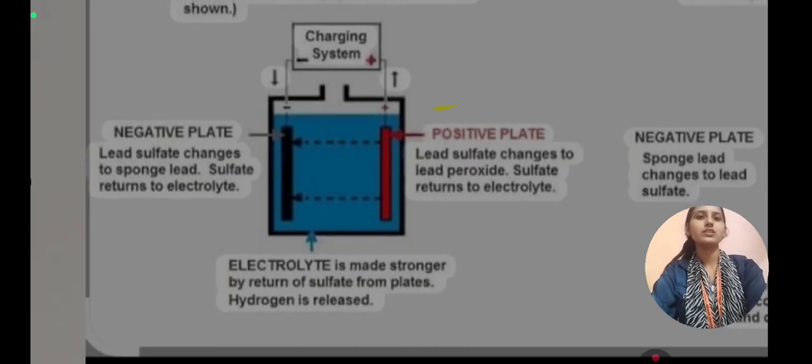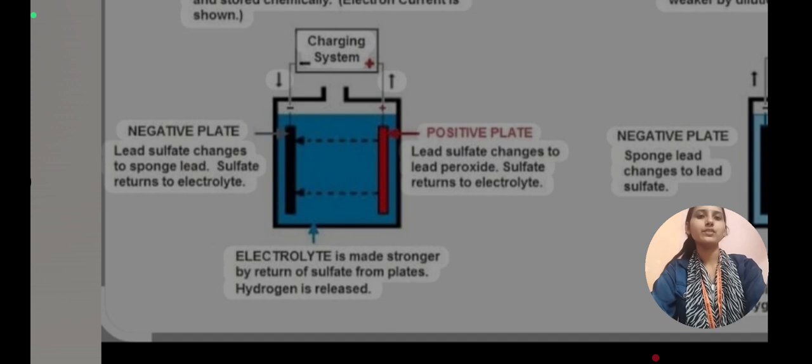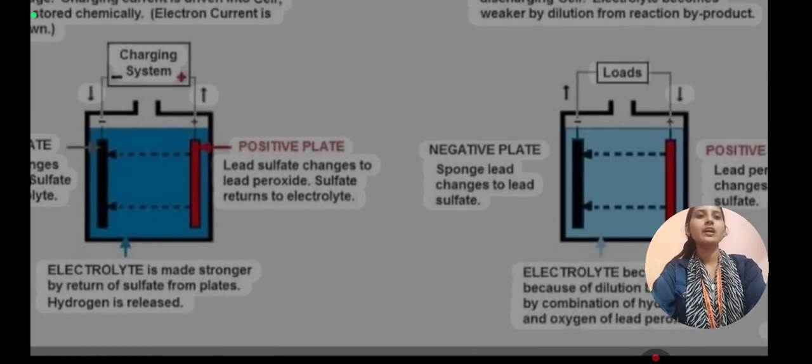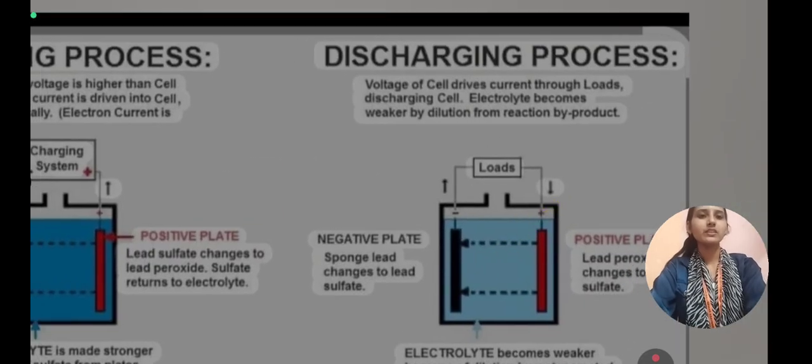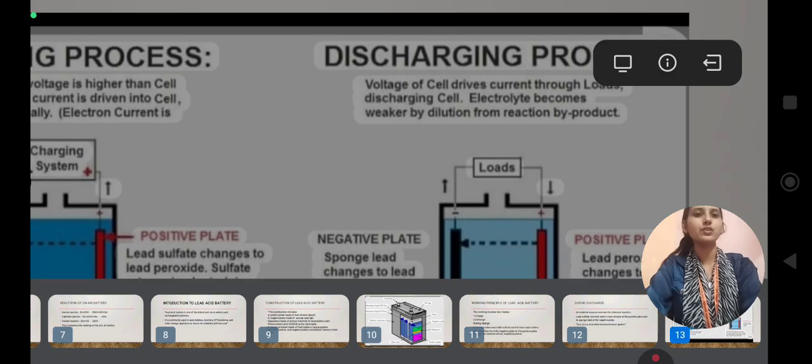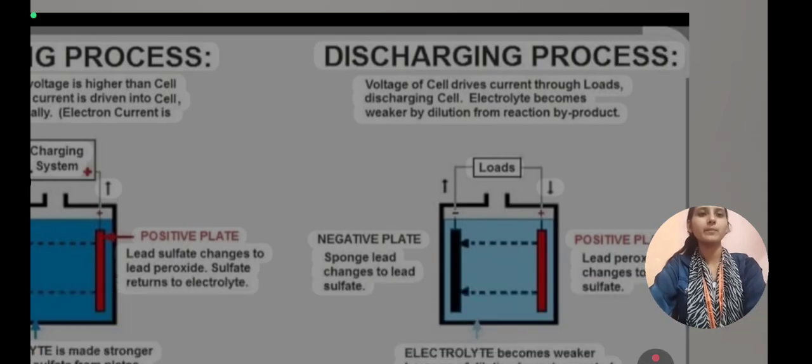Here we can see the charging system. Here we can see the electrolyte. It becomes stronger by return of sulfate from the plates, and hydrogen is released. Coming to the discharging process, the voltage of a cell drives current through the load, discharging the cell. The electrolyte becomes weaker by dilution from the reaction byproduct.